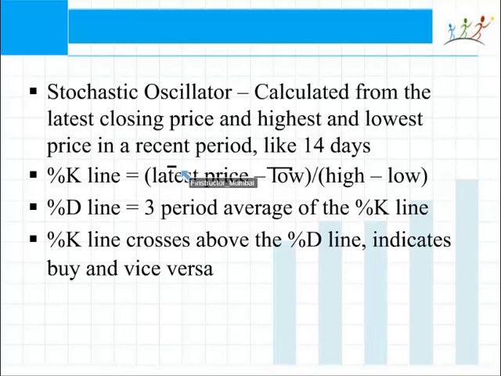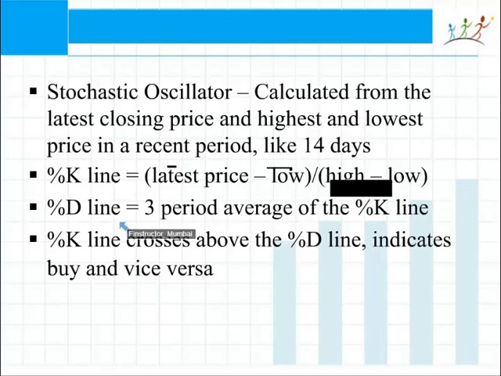So this oscillator is called the stochastic oscillator, it will again remain between 0 and 1. Percentage K will always be between 0 and 1. That is the latest price minus the historical low. History means 14 days, for example, and the difference divided by the difference between the high and the low.